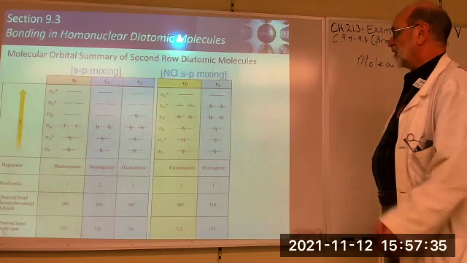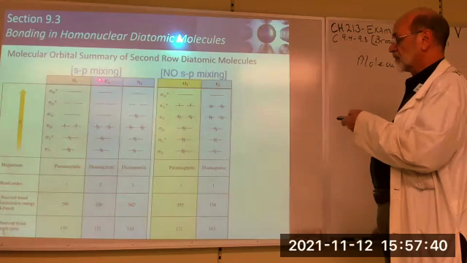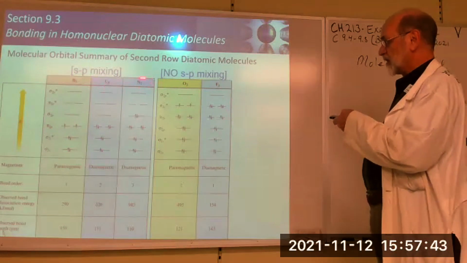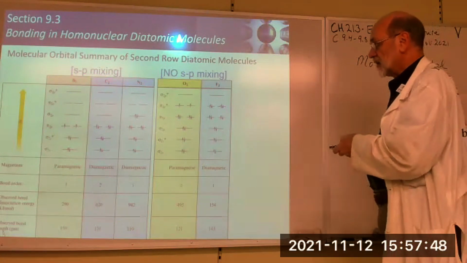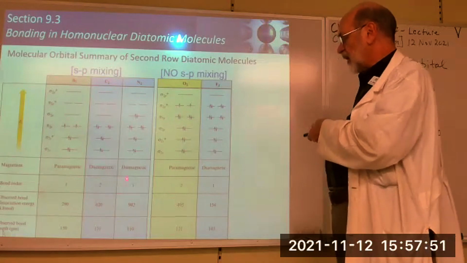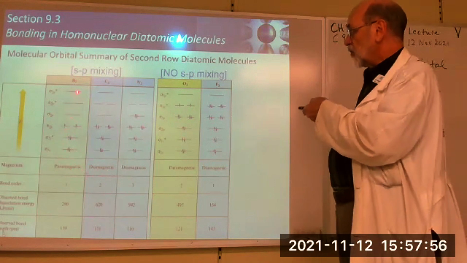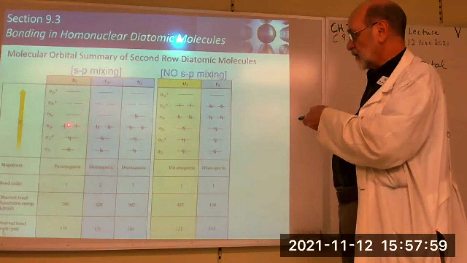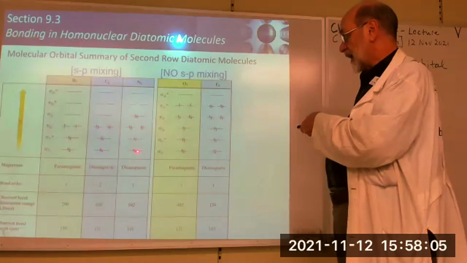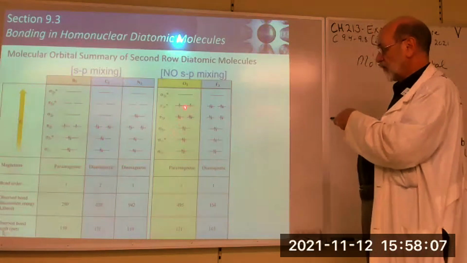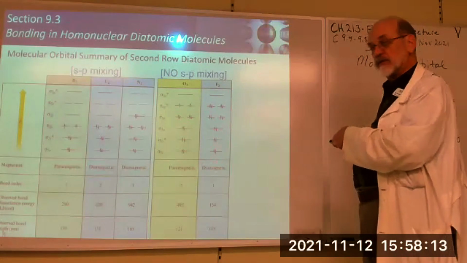This is another way to look at it. Oxygen and fluorine have no sp mixing, whereas boron, carbon, and nitrogen, the diatomics for these molecules, have sp mixing. And you see that the correlation here between paramagnetism and diamagnetism is directly related to the unpaired electrons. So diboron has unpaired electrons, it's paramagnetic. Dicarbon has none, dinitrogen has none, so they're both diamagnetic. We've already seen oxygen is paramagnetic, and fluorine has all paired electrons, so it's diamagnetic.